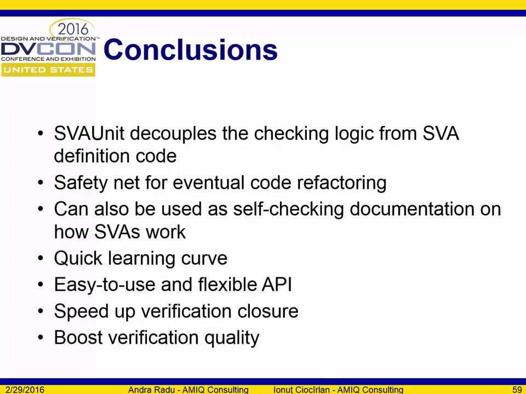To recap, the intention for SVAUnit is to provide a safety net for your assertions. So in case of eventual code refactoring, you can always just rerun a set of unit tests and make sure that nothing has changed functionally in your assertions. It can also be used as a form of self-checking documentation, since if you would, let's say, ship out a verification component, besides the assertion package, you could also have the verification package for them. It can also explain to other users how the assertions work, since you have also developed a verification environment for them.